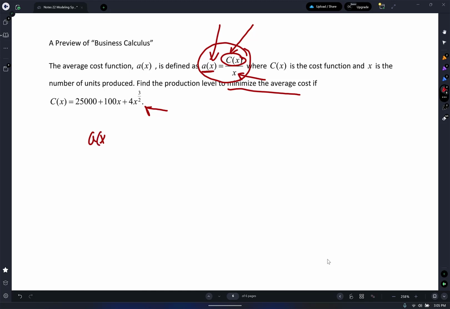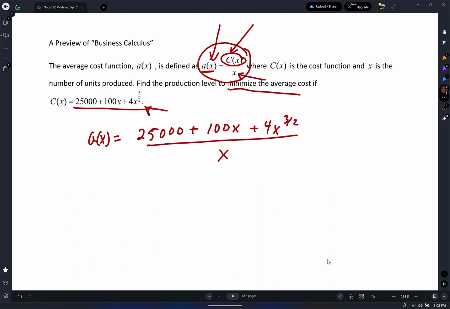All right, so here we go. A of X equals, I'm going to write what C of X is, 25000. This is real stuff, guys. That 25,000 is probably the initial investment, plus 100X, plus 4X to the 3/2. That's probably like the waste. All divided by X number of units. Are we okay?